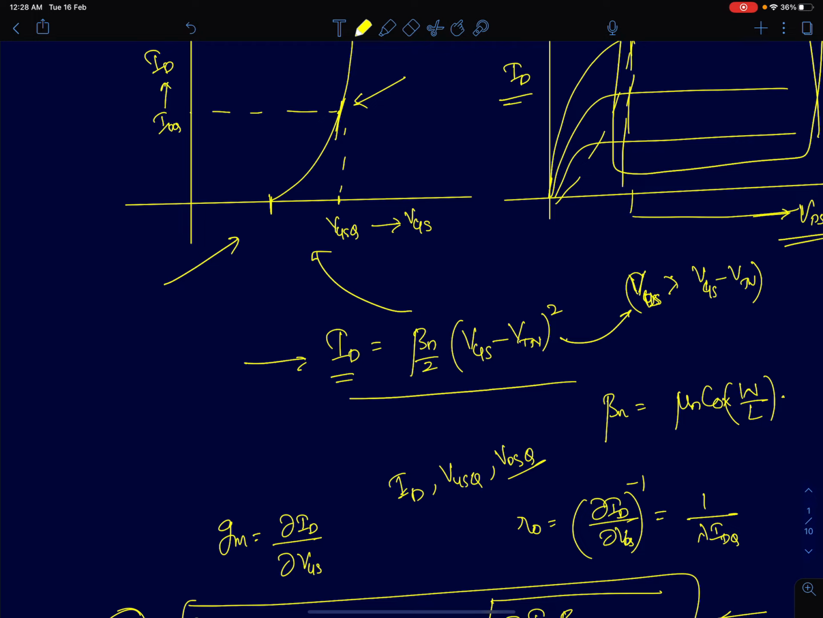The drain current is given by beta n by 2 into VGS minus VTN the whole square, and we call this term VGS minus VTN the overdrive voltage. And beta n here is simply mu n Cox W by L.